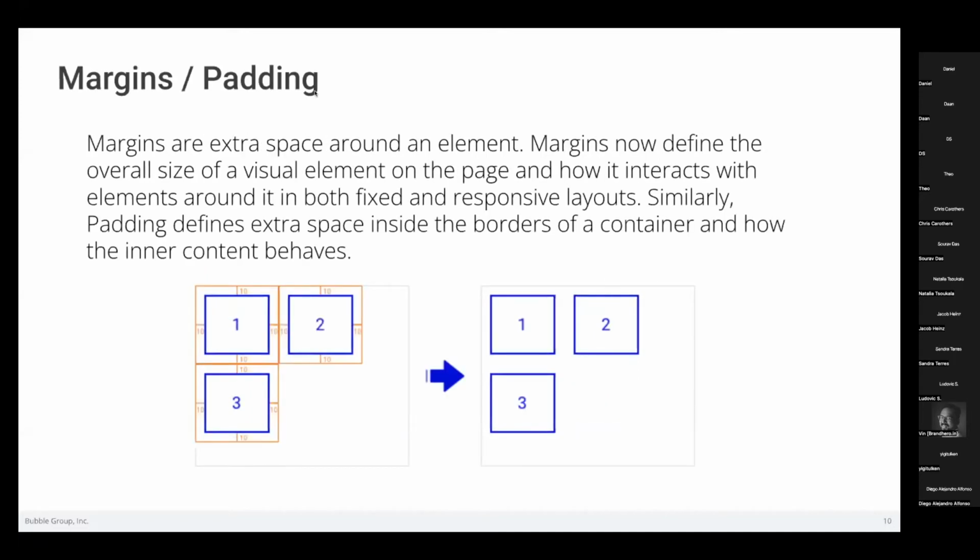Margins and padding are super important for responsive layouts. Margins define that extra space around an element and define the overall size. Padding defines the space inside of an element's borders, like that margin you have between the content and then the border of the container or element.